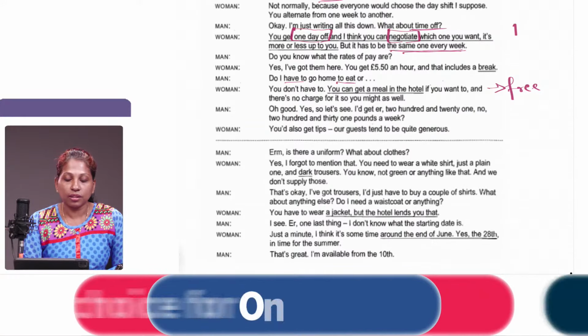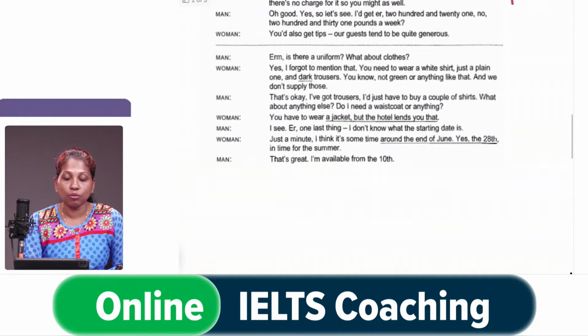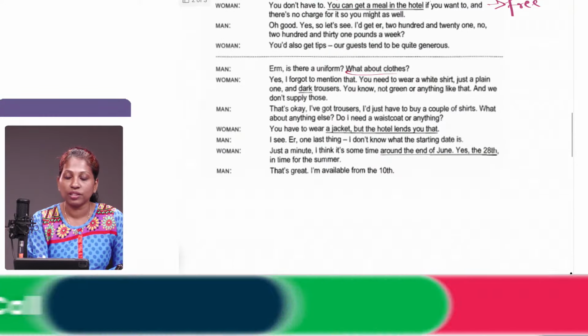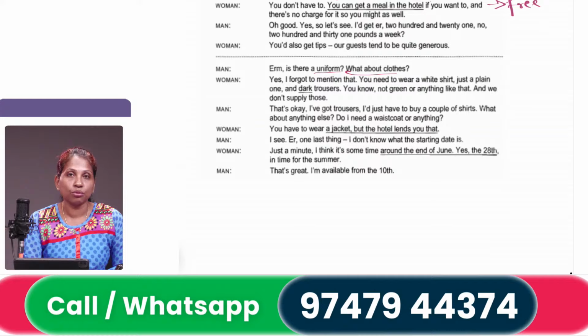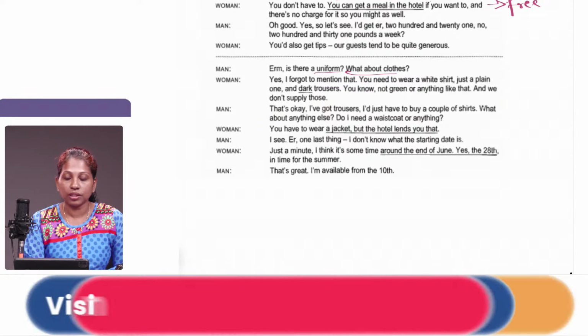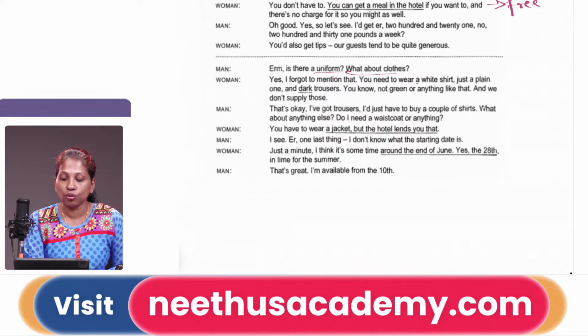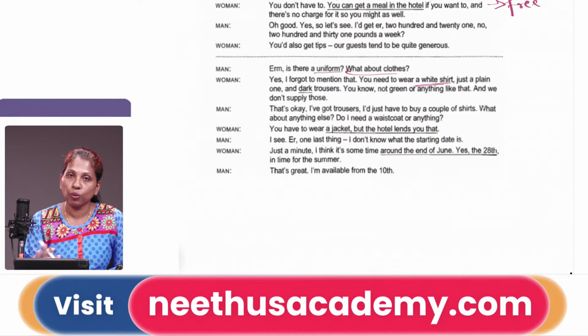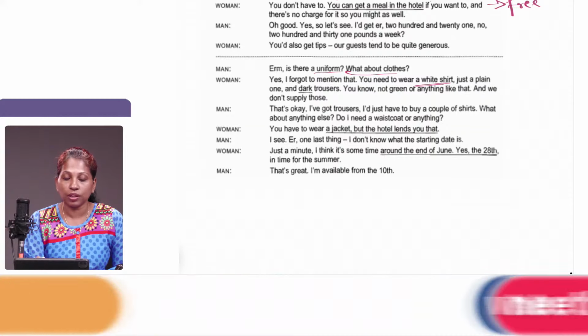Okay, so next, is there a uniform? The man asks. What about the clothes? So what do they wear as a uniform, as an outfit when they come to their jobs every day? Yes, I forgot to mention that. You need to wear a white shirt, which is already mentioned in your note. White shirt. Just a plain one.